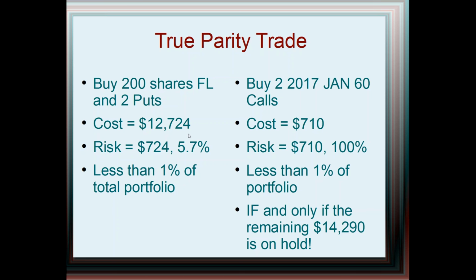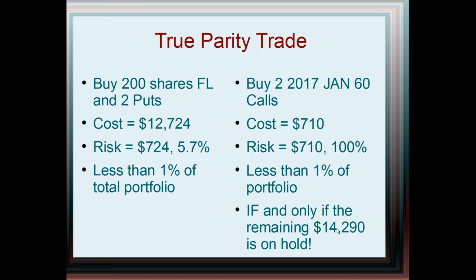2 puts of Foot Locker, have $12,724 into the position, only risking $724, 5.7%, which is less than 1% of my total portfolio. The true parity trade with the long call would be to buy 2 January 60 calls. Again, cost is $710. You're still risking 100% of it.